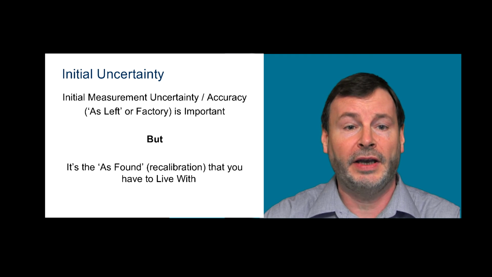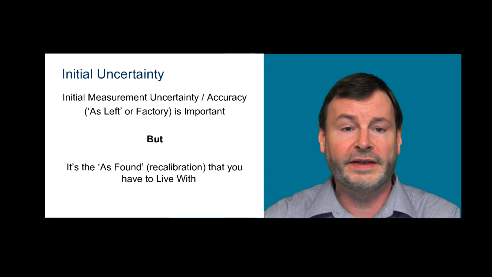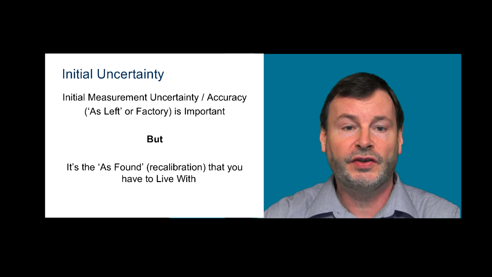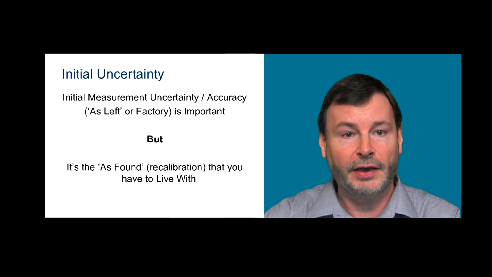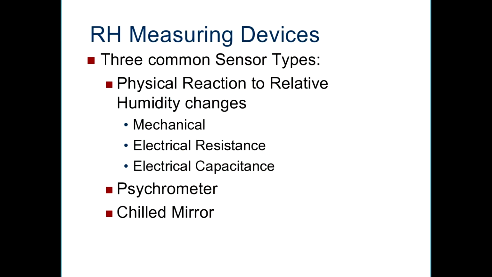In some applications, that could have enormous implications because you really don't know when it drifted. Was it just the day before it got sent in for recalibration, or was it the day after it was initially calibrated? So it's very important to pay attention to the as-found measurement uncertainty. Within RH measuring devices, there are 3 common sensor types.